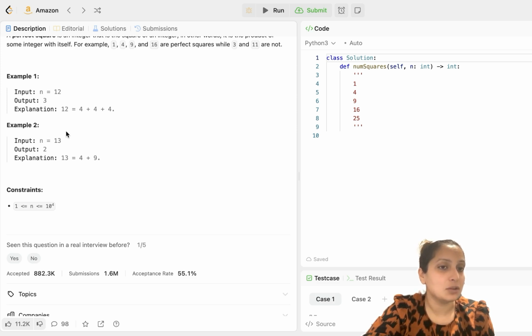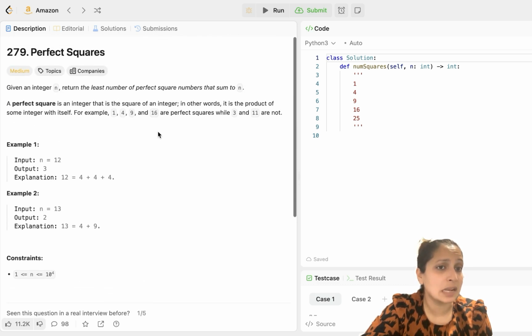Now in example 2, you have n equal to 13, and 13 can be achieved by 9 plus 4. That is, you require only 2 perfect squares that sum up to n, which is 13 here. Let me remind you, I have solved a similar question called Coin Change, which has exactly the same logic. So if you are able to solve this, you'll be able to solve that and vice versa.